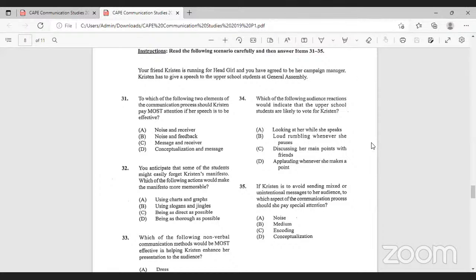Your friend Kristen is running for head girl and you have agreed to be her campaign manager. Kristen has to give a speech to the upper school students at the General Assembly. Now, 31 asks, to which of the following two elements of the communication process should Kristen pay the most attention if her speech is to be effective? Is it noise and receiver, noise and feedback, message and receiver, or conceptualization and message? 31. Yeah, 31 is C.